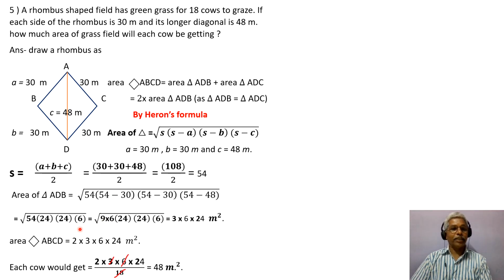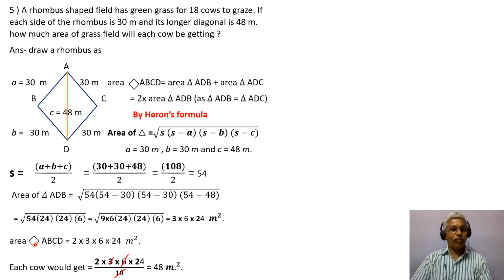So I am splitting this for simplicity. In the exam you need not split, you can do it directly if you can. So this 54 is 9 into 6 into 24 into 24 into 6, so I can take this 24 out, 6 out, and this 9 will be 3. So don't calculate at present. We have to multiply by 2 and again divide by 18 to get the answer. So keep it as it is. So this is meter square.